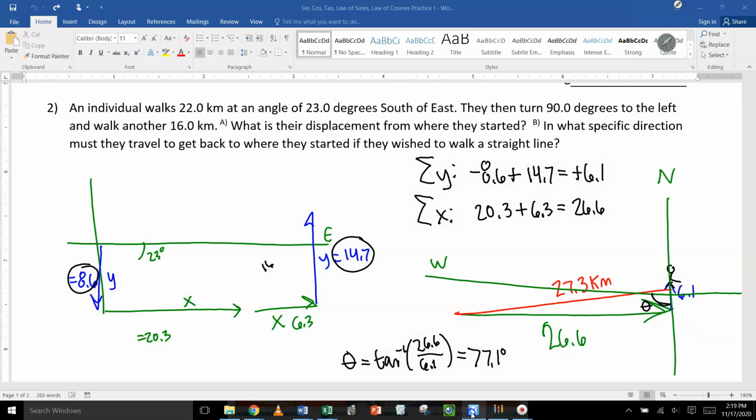Now, this is west of south, because here's south, and you're measuring west of it. West of south. You could also say 12.9 degrees south of west, and that just represents this angle right here. That's a completely legit angle measure to find, and that would also get you home. So there's the answers to this.